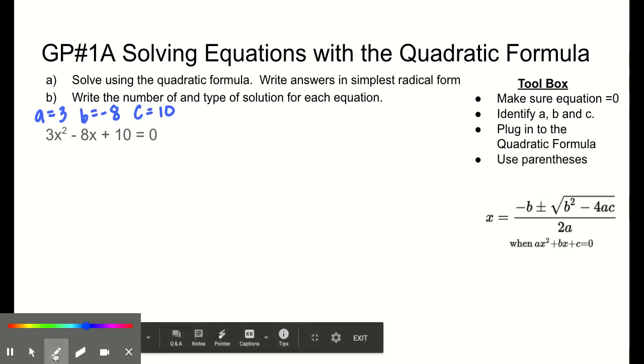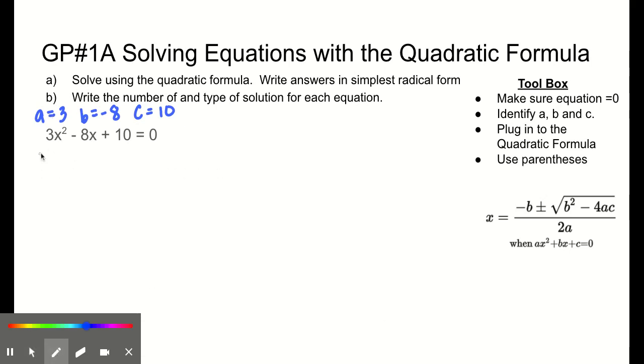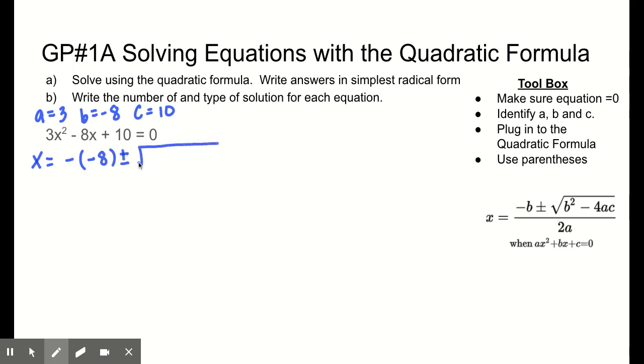So from here, we're going to plug into the quadratic formula, and again, make sure we're using parentheses. So we have x is equal to -b, so that's going to be a -(-8), plus or minus the square root of b squared minus 4 times a times c, divided by 2 times a. Make sure, again, you use those parentheses.